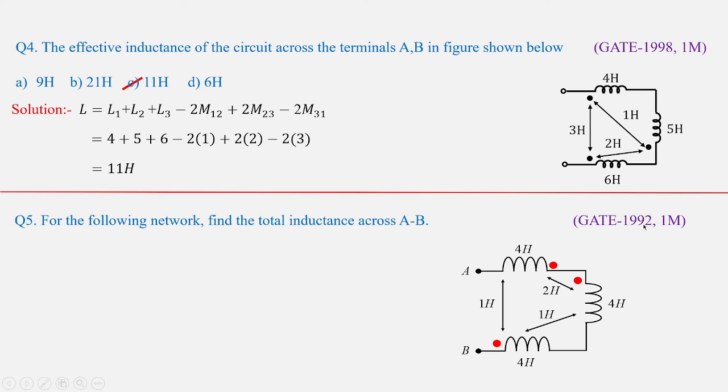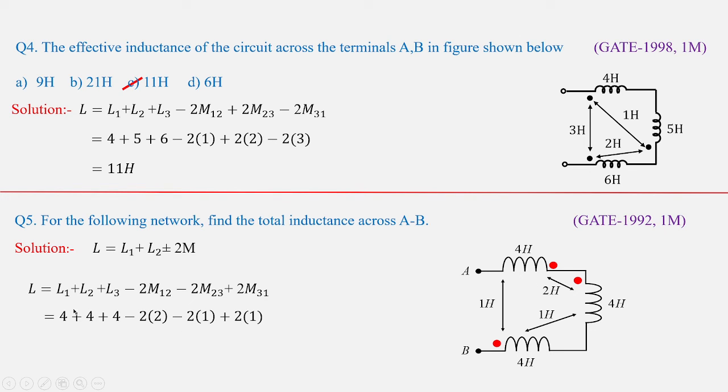Similarly, in GATE 1992, the effective inductance between A and B was asked for 1 mark. Apply the same principle and the dot convention. You're going to get the value of inductance as 8 henries. Please comment in the chat box whether you are able to get the same answer or not. And for the solution, you can look into our previous videos under magnetic circuits. Let us go with the next example.